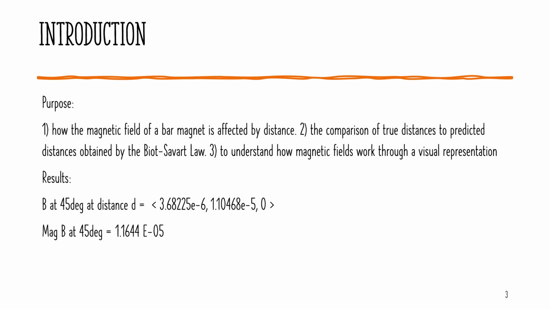Some of the results that I got at the end of this lab is that the magnetic field at 45 degrees at distance D is equal to 3.68225e-6 in the x direction, and 1.10468e-5 in the y direction, and that the magnitude of the magnetic field at 45 degrees was 1.1644e-5.